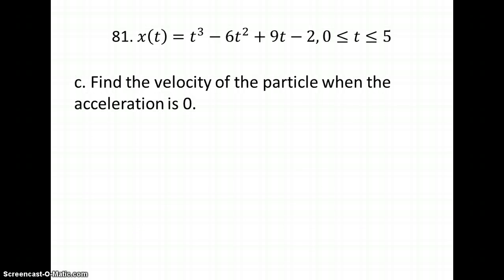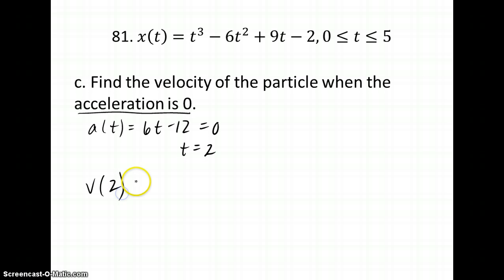Find the velocity of the particle when the acceleration is equal to 0. So we found our acceleration function to be 6t minus 12. Setting that function equal to 0 and solving for t, we get 2. Find the velocity of the particle at 2. Our velocity function, I'm going to use the factored form, gives us a velocity of negative 3.